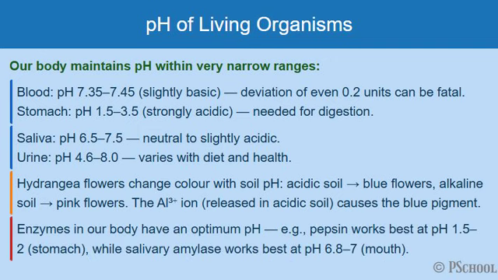Enzymes in our body have an optimum pH. Pepsin works best at pH 1.5 to 2 in the stomach. Salivary amylase works best at pH 6.8 to 7 in the mouth.